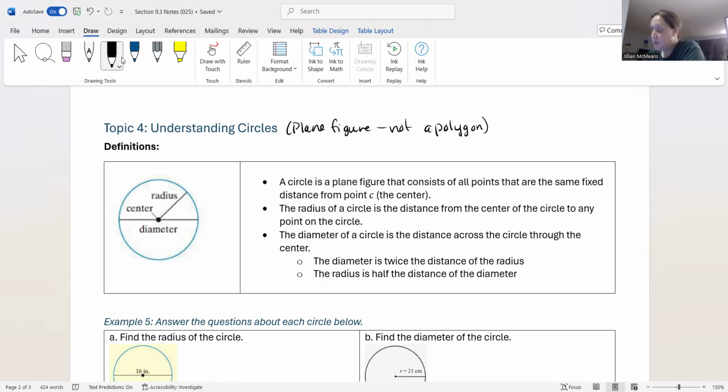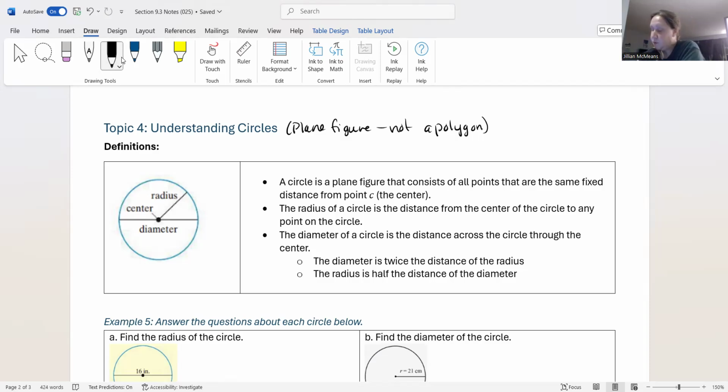So a circle is a plane figure that consists of all points that are the same fixed distance from a point C called the center. So you have a center, and then you can go a very specific distance in any direction away from that center, and then connect all those points and you get a circle.